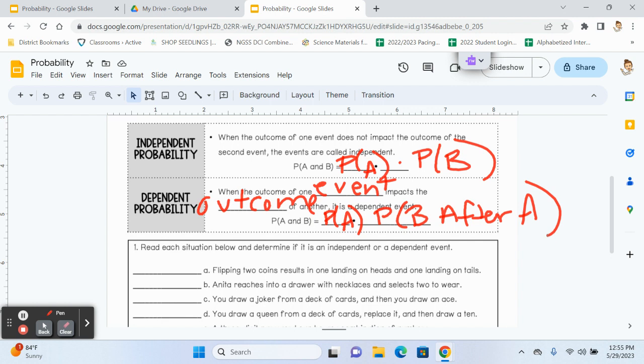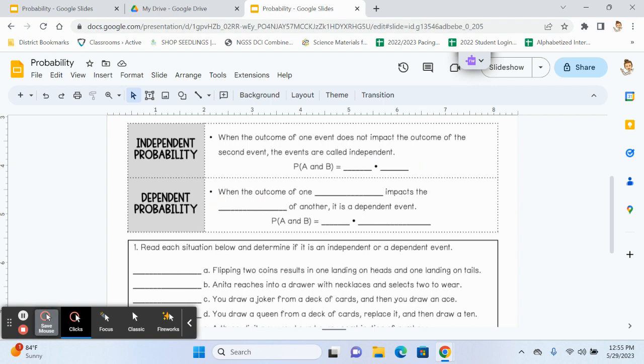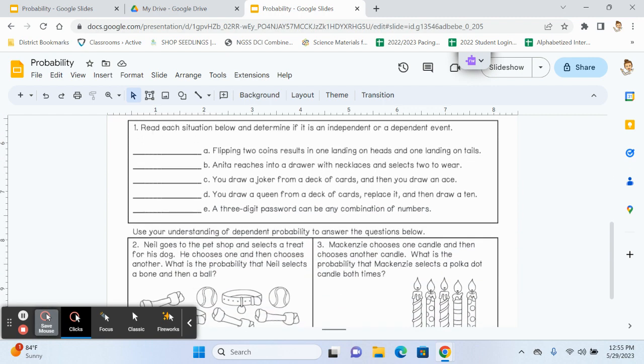If you need to pause, make sure you pause because I'm going to clear it. I'm going to move everything up a little bit. All right.